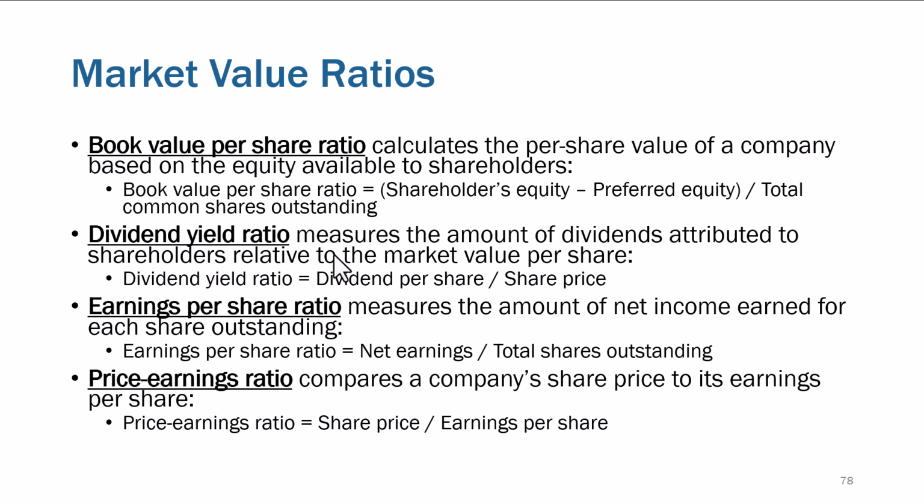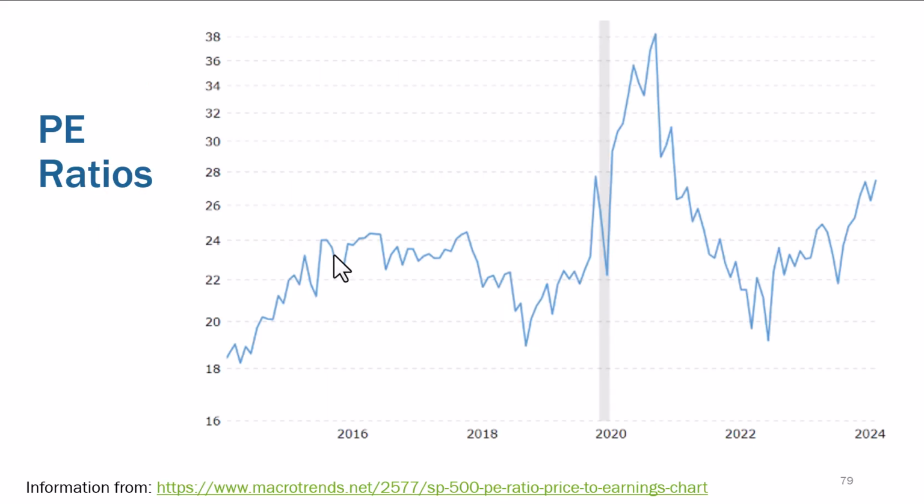Shareholders' equity divided by common shares outstanding. We've got the dividend yield ratio, which measures dividends compared to the market value per share of a company. That can be interesting: just what percent returns does a company give in dividends? Earnings per share ratio, what are their earnings compared to the shares? That is widely used. We saw some of the press releases earlier. That's a huge one. And then the price earnings ratio: what is the share price for a company compared to its earnings per share?